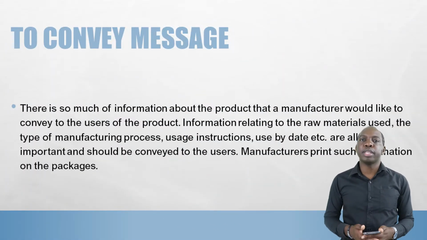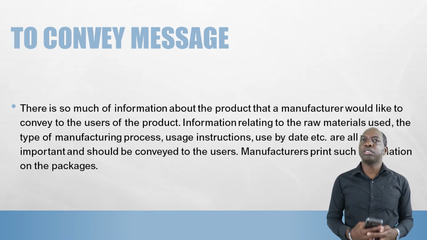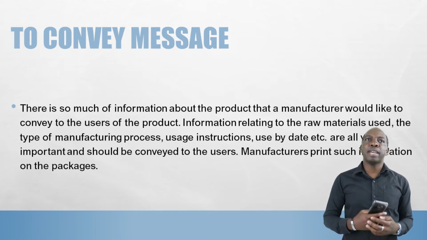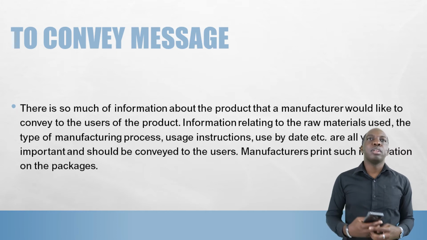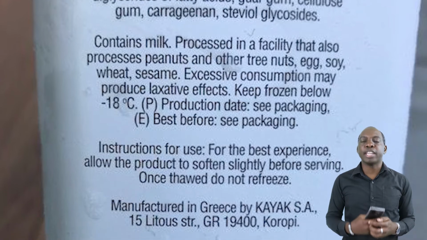Packaging is the best way to pass on information about a product. There is so much information that the manufacturers of a product would like to convey to the users of that product. Information relating to the raw materials used, the type of manufacturing process, the usage instructions, the expiration date are all very important and should be conveyed to the users. Manufacturers print such information on packages.